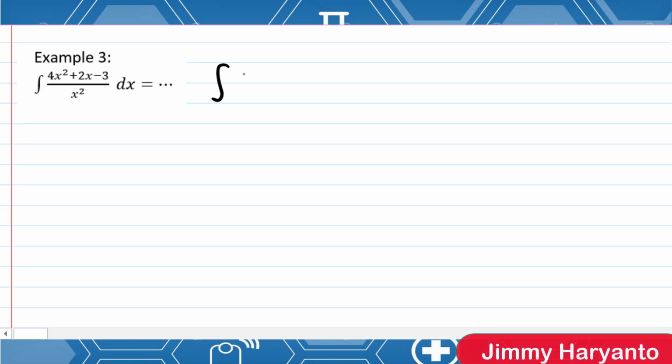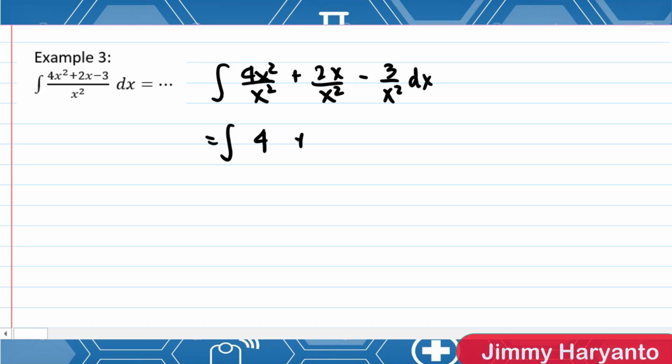Example 3 is the same as example 2. It will be 4x squared over x squared plus 2x over x squared minus 3 over x squared dx. For this one I will simplify it into 4 plus 2 over x minus 3x to the power of negative 2 dx.